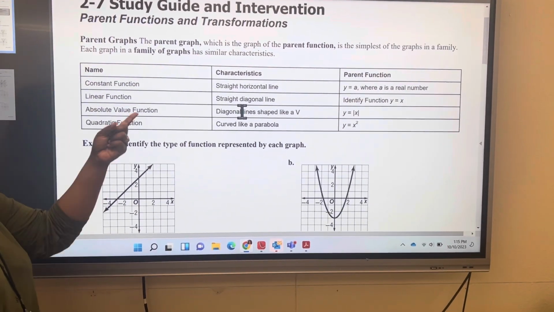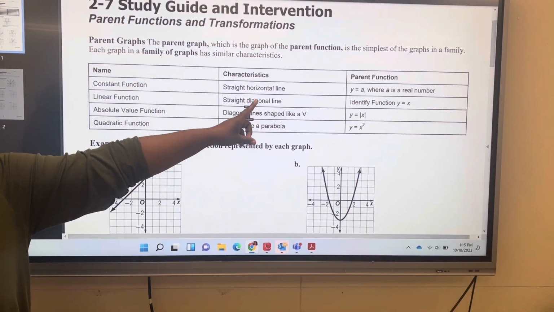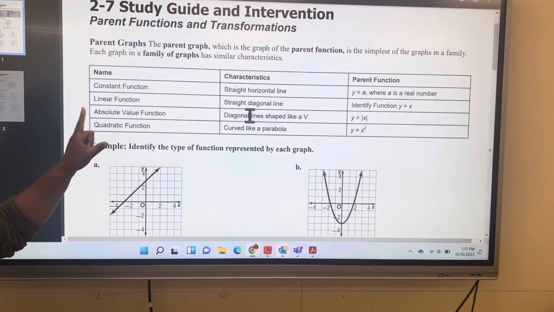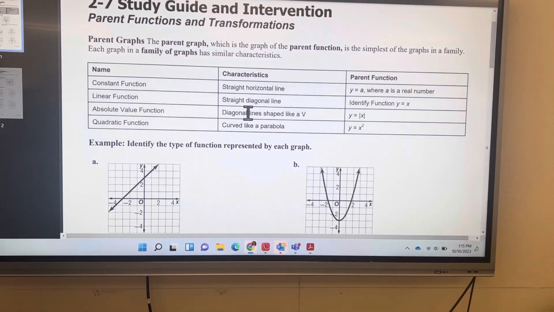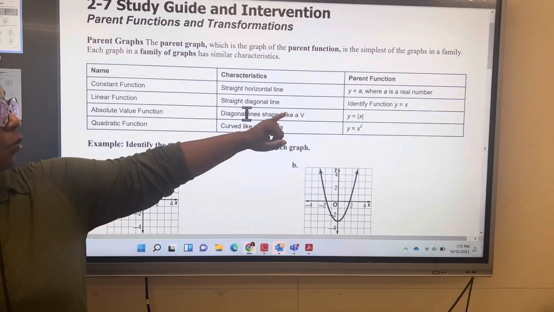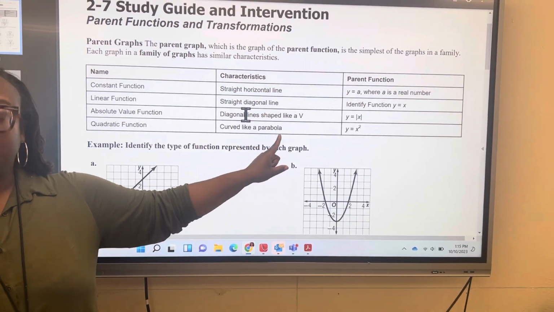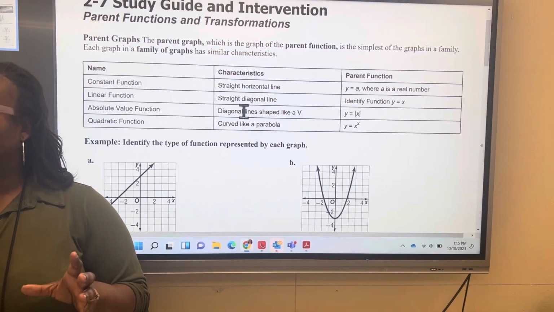Then we have our favorite, linear functions. Is a straight diagonal line where the parent function is y equals x. Then we have our newest function that we've learned this year, is the absolute value function. The parent function is going to be y equals the absolute value of x. That graph is going to be a V-shaped graph. All absolute value graphs are a V-shaped graph.